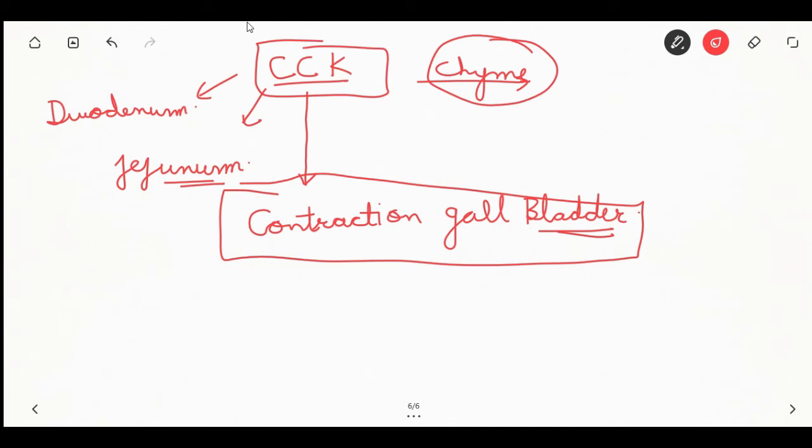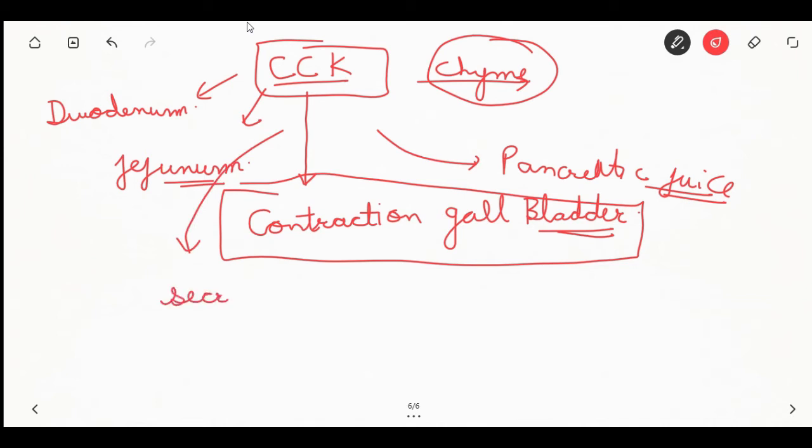It stimulates the exocrine pancreatic secretion. It causes the secretion of pancreatic juice. Also, it accelerates the activity of secretin to produce more alkaline pancreatic juice with a large amount of bicarbonates.